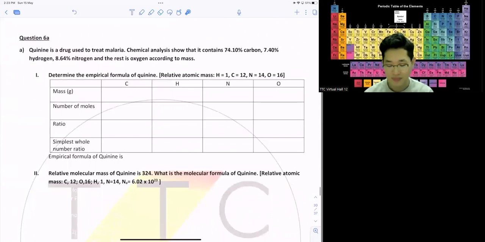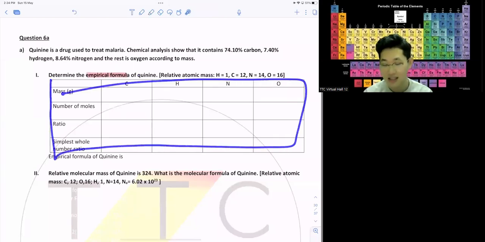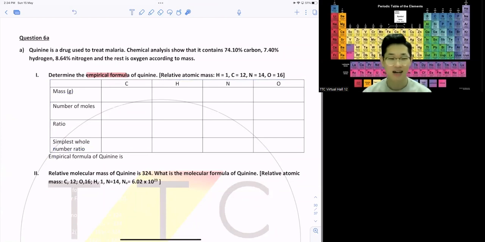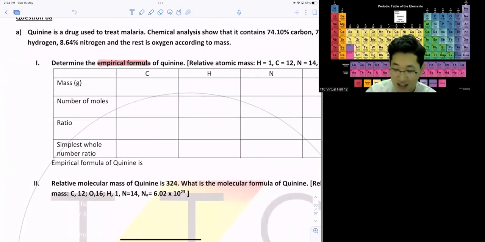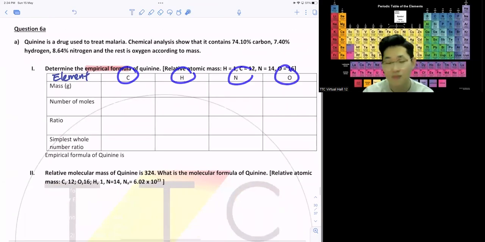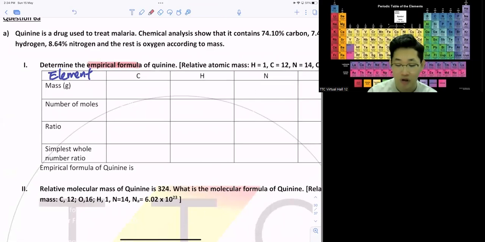Okay, this one, empirical formula. Remember, in exam, you must draw the table out. The first box here would be filled with the word element. That means the type of alphabet: C, H, N, and O. Then when you do the calculation, you find mass, mole, ratio.